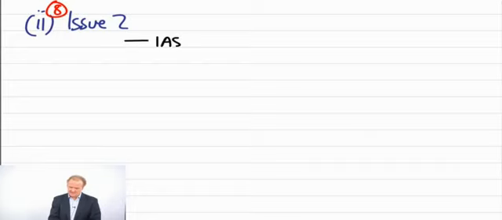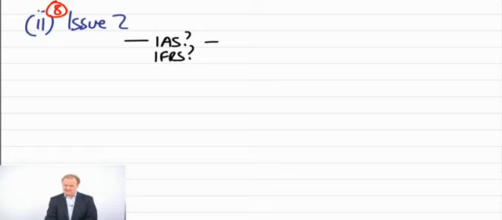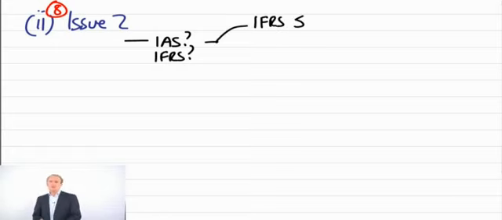So, in terms of the IAS, IFRS, whatever, I think the issue here is fairly clearly IFRS 5, which is discontinued operations and assets held for sale. Well, which one shall we consider first?